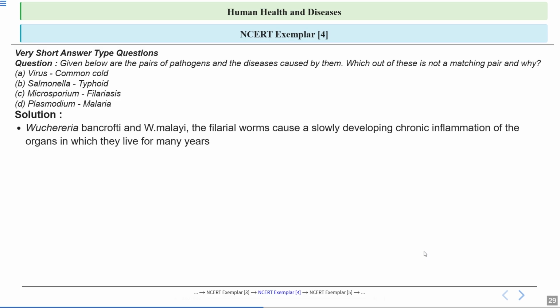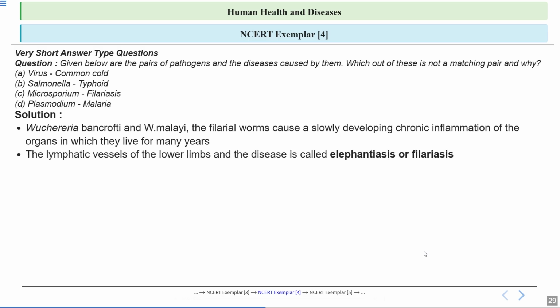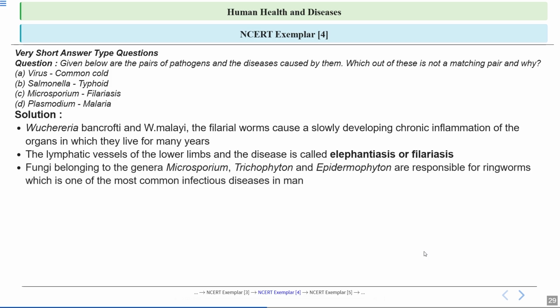So here the correct answer will be option C, Microsporum and filariasis. This is not a matching pair because filariasis is caused by filarial worms, Wuchereria bancrofti and Wuchereria malayi. Now, in filariasis, what happens? These worms affect the lymphatic vessels of the lower limbs, leading to a disease called elephantiasis or filariasis. Microsporum is a fungus. Clear? Fungi like Microsporum, Trichophyton, and Epidermophyton actually cause ringworm, not filariasis.